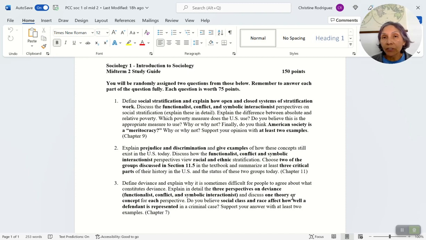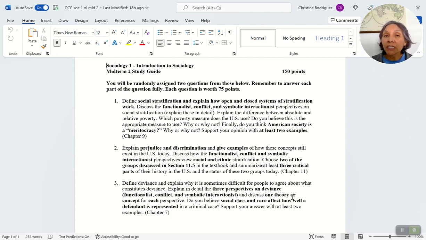global stratification and social stratification. So I focus particularly on social stratification in the United States in this question. I ask you here to define social stratification and explain how open and closed systems of stratification work. Okay, so define social stratification, maybe give an example of what that is in the United States, and then the closed and the open systems, explain those, give an example for that first part.